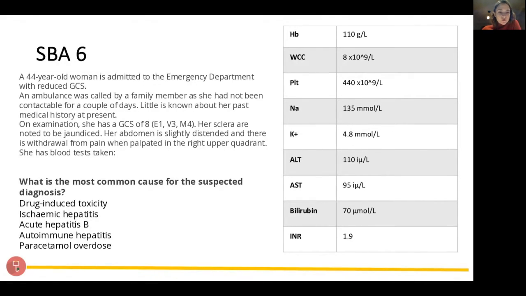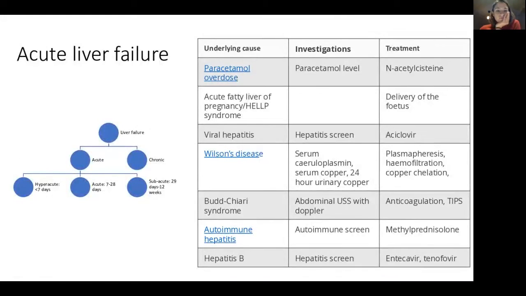So what do these findings show? Well, we've got a raised ALT, alanine transferase, a raised AST, and a raised bilirubin. So we're looking here at a hepatitis picture, and this is a patient who's acutely unwell, so it's an acute hepatitis picture, and the most common cause for acute hepatitis is a paracetamol overdose. So that's the most common cause.